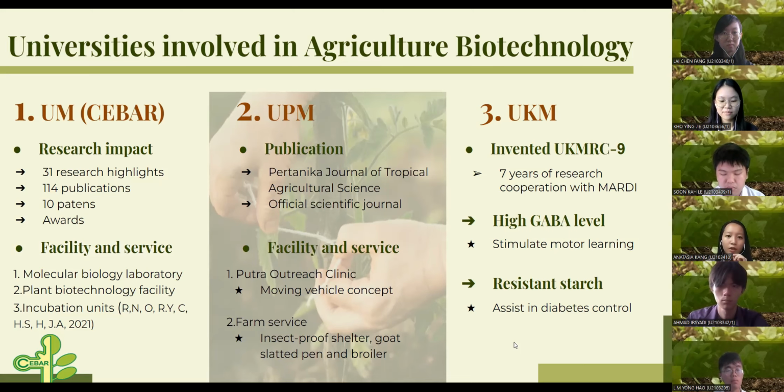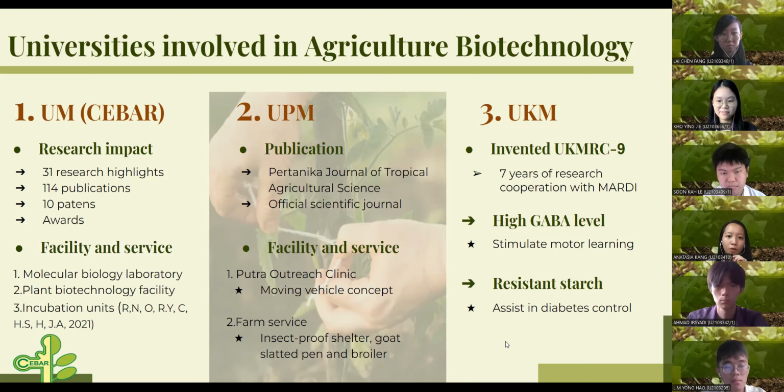The third one is Universiti Kebangsaan Malaysia, which invented UKM RC9, also known as Primera Red Rice, after 7 years of research cooperation with MARDI. In addition, Primera Red Rice has high gamma-aminobutyric acid level that can stimulate motor learning and subconscious motor control. Primera Red Rice also has resistant starch that assists in diabetes control, which is beneficial to colonic health.